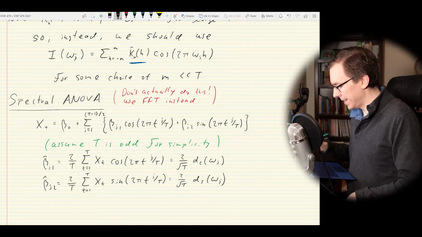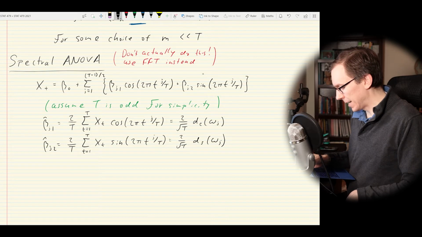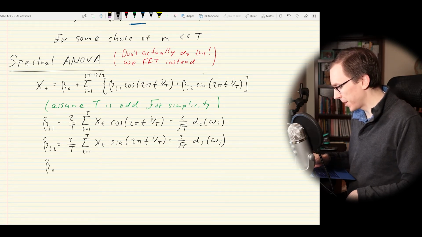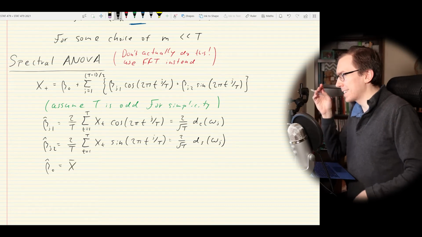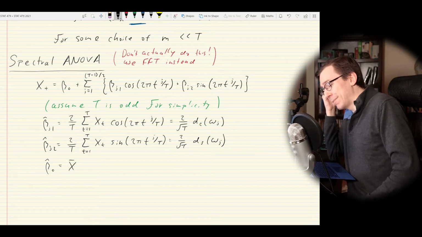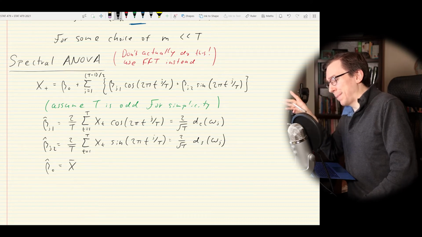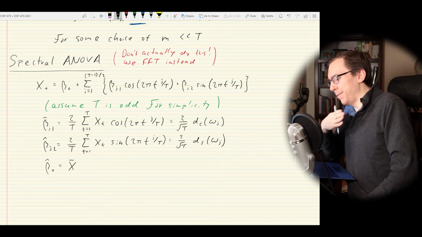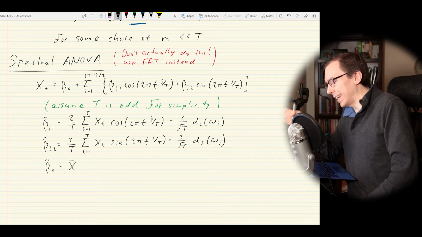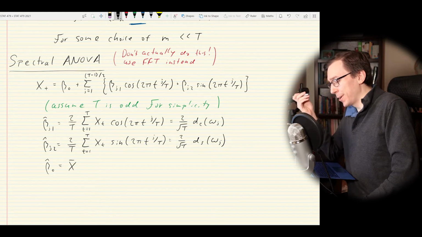And I guess we had one other thing we have to write down, which is the intercept term is just x bar. So not that exciting, but included for the sake of completeness. So again, 2 lectures ago, we talked about this, that in some sense, we can fit precisely to our process xt a saturated model in terms of cosines and sines because they form an orthogonal basis.